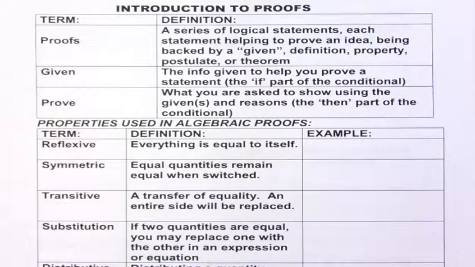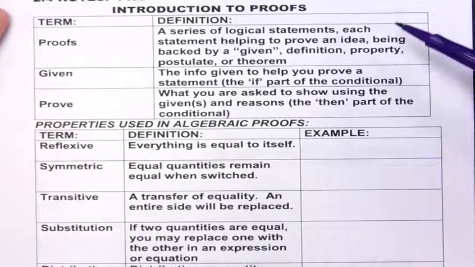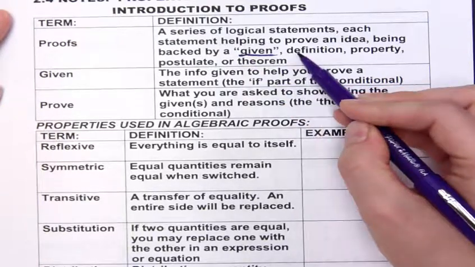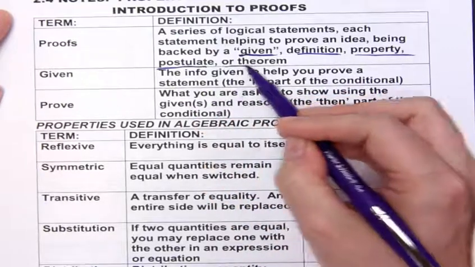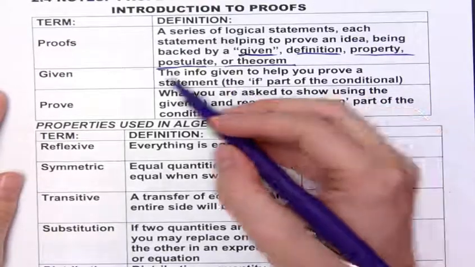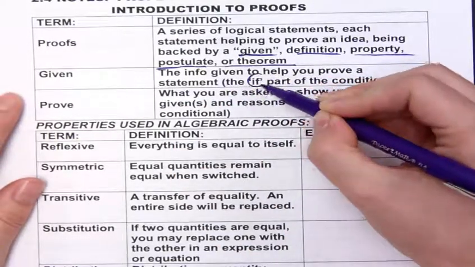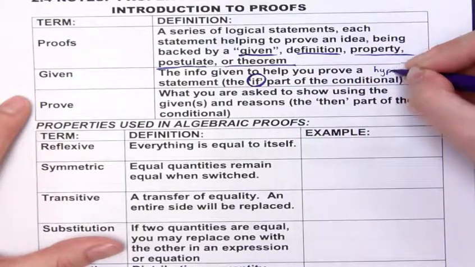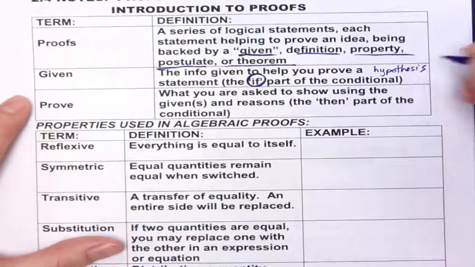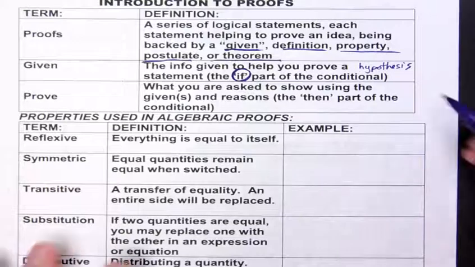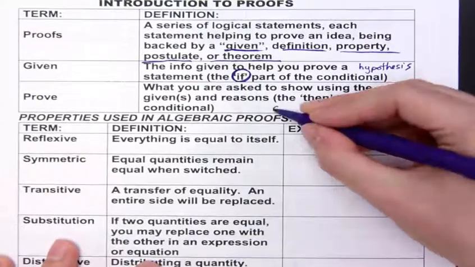All right, so now we're entering into proofs. You guys had a lot of proofs in geometry, and so proofs are just a series of logical statements that are backed by a given, which is a definition, property, postulate, or theorem. And in the statements we're doing, it's usually set up so that the given is the if part of the statement, kind of like our hypothesis. And like the conditionals we did last time, it's like, if this is true, then prove this happens. And this is the then part, or the conclusion.